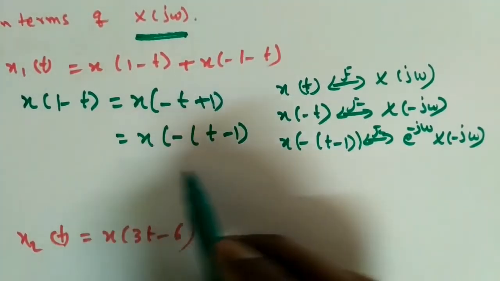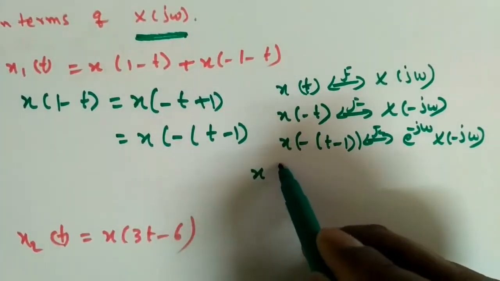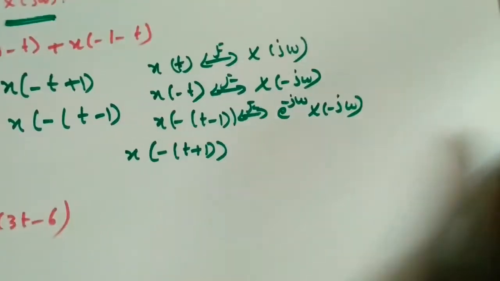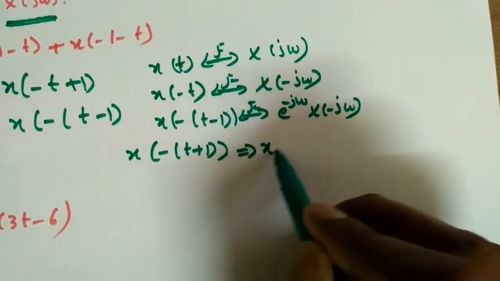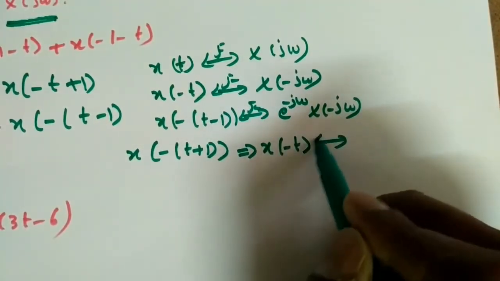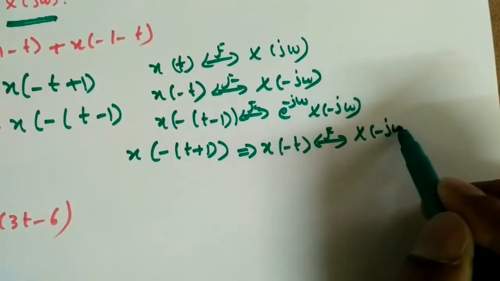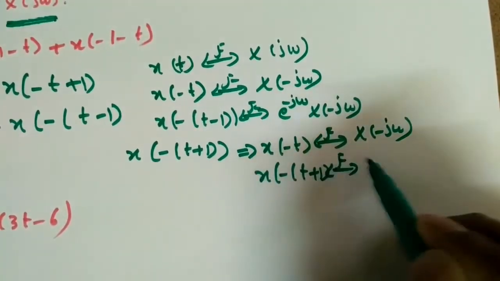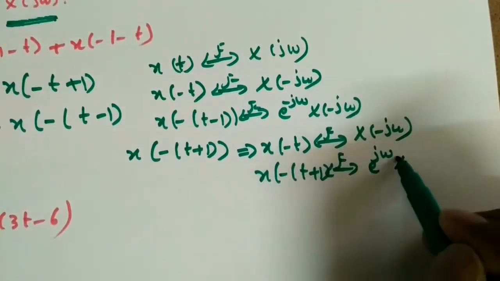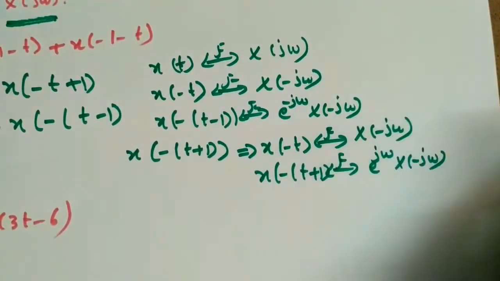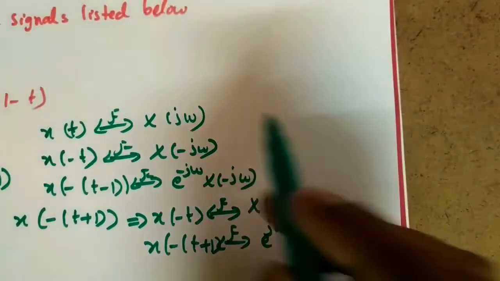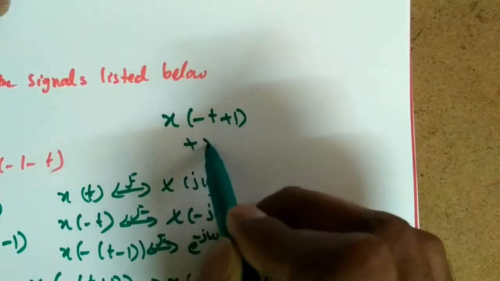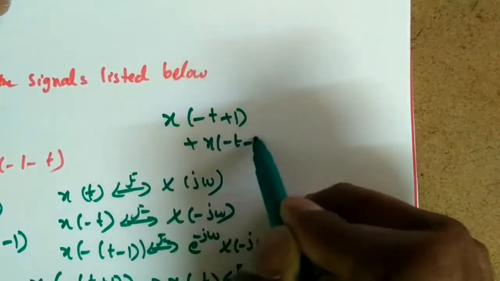Similarly this one. So I'm writing it directly, x of minus of, it will become t plus 1. Now first we will do minus t. So the Fourier transform will be x of minus j omega. Now we will do the shift, minus of t plus 1. So what is the Fourier transform? e power j omega I will get, x of minus j omega. Now if I add these two, what will I get? The final answer is x of minus t plus 1 plus x of minus t minus 1.